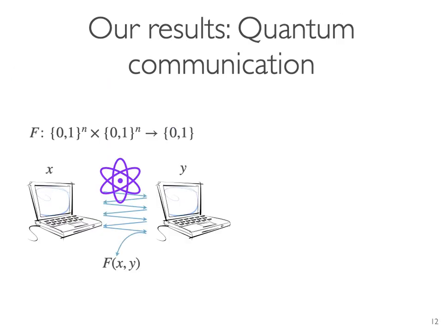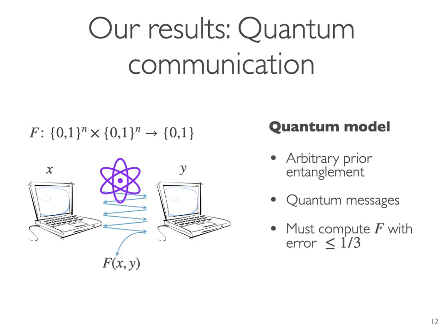Another application I'd like to mention is quantum communication. Here we have two parties and a function f with two arguments. The parties communicate by exchanging quantum bits, and they're additionally allowed to share arbitrary prior entanglement before they start communicating. Their goal is to compute f with error at most a third on every input. Our main result essentially settles the quantum communication complexity of AC0.